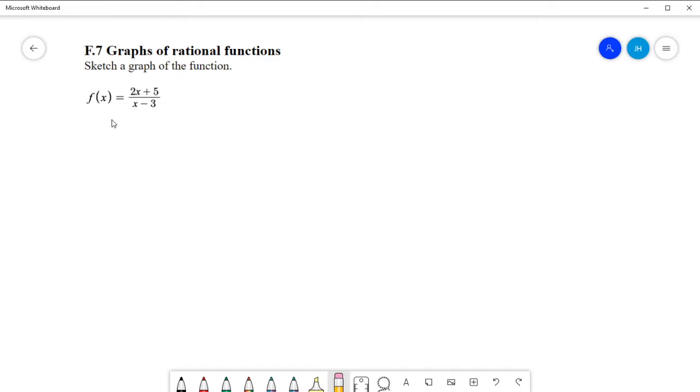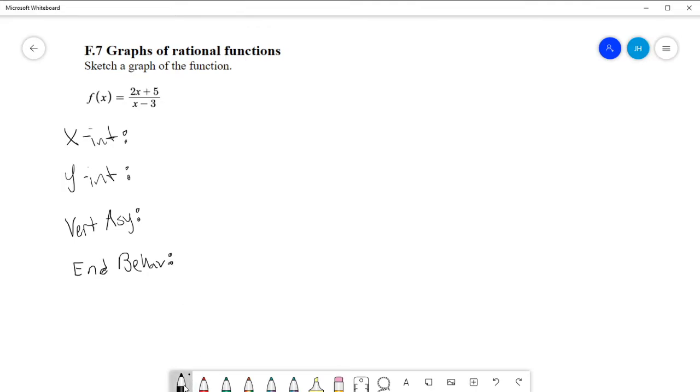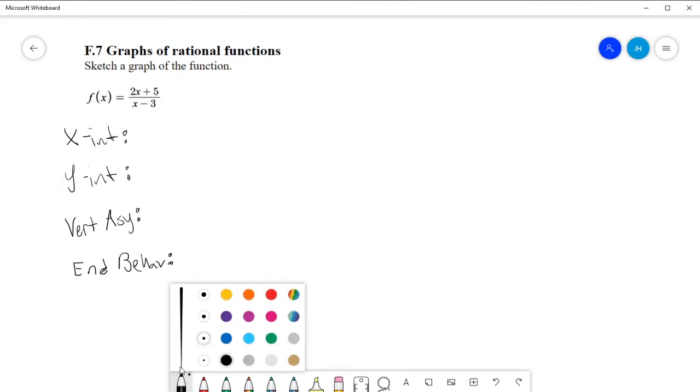When you're trying to graph a rational function, or when you are studying or working with any rational functions, it's important to know the various features, such as the x-intercepts, the y-intercept, its vertical asymptotes, which is a very distinctive feature about rational functions, as well as its end behavior.